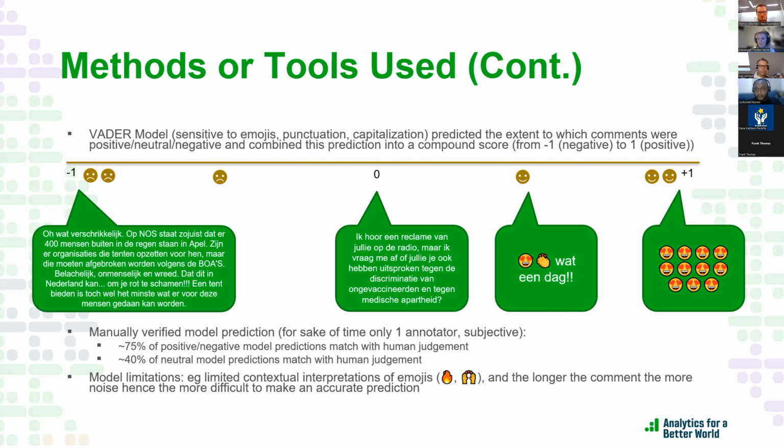I noticed that, especially with some emojis like the fire and the hand, the model had difficulty predicting the sentiments, which also resulted in, for instance, only 40% of neutral comments being actually neutral. Also, the longer the comments, the more difficult the model found it to make accurate predictions, which makes sense. If there's more noise in your text, it's more difficult to attach a sentiment to it.